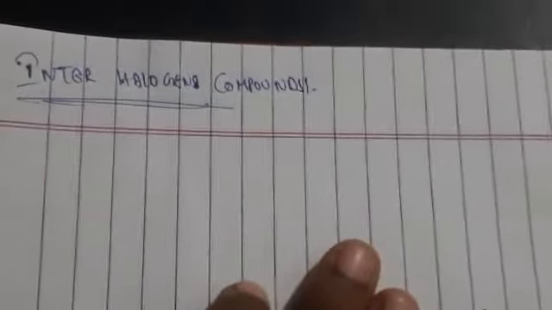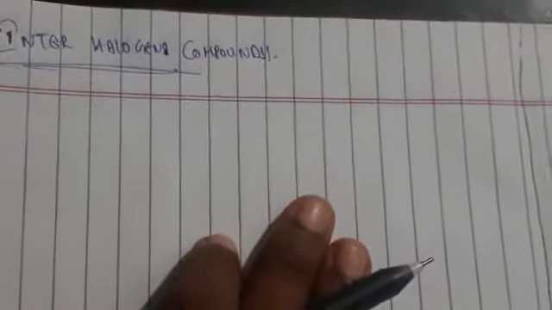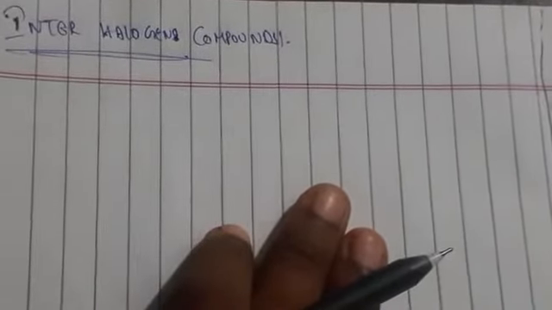Hello students, in the previous class we have seen the general characteristics of group 17 elements. So today let us discuss interhalogen compounds.